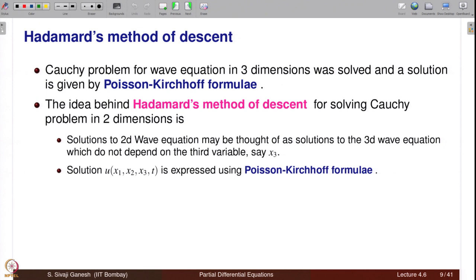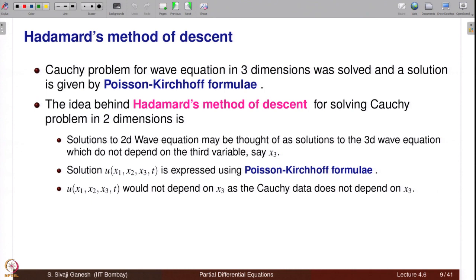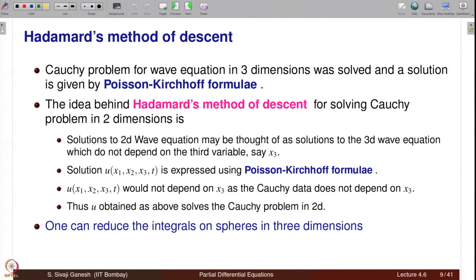A solution u of x1, x2, x3, comma t is expressed now using Poisson-Kirchhoff formulae, and it won't depend on x3 as the Cauchy data does not depend on x3 because we are starting with a Cauchy problem for the 2D problem, 2D wave equation. So, u obtained as above solves the Cauchy problem. This is the idea. So, one can reduce the integrals on spheres in 3D, because the Poisson-Kirchhoff formulae in 3D feature integrals on spheres in R3. They can be reduced to integrals on disks in R2.